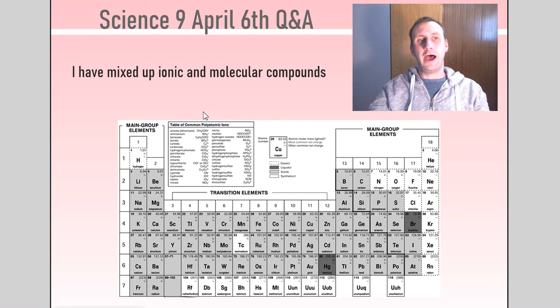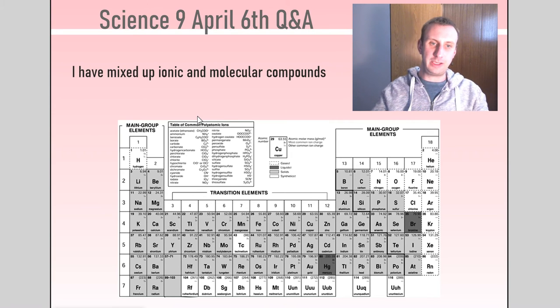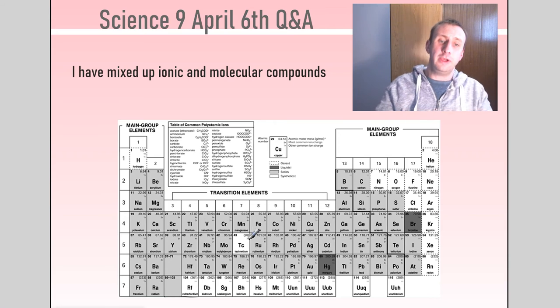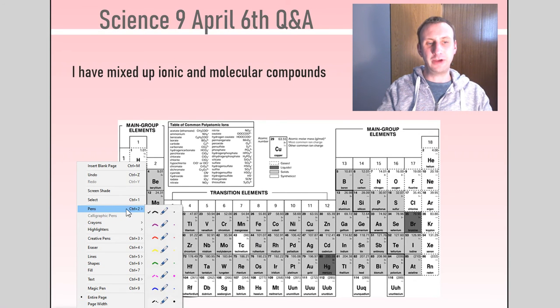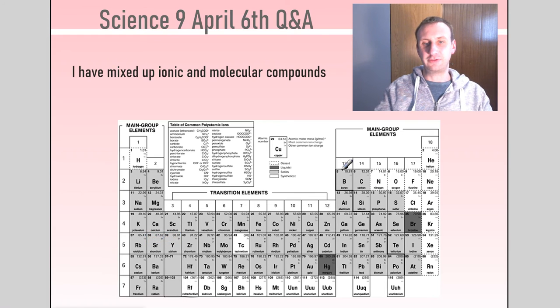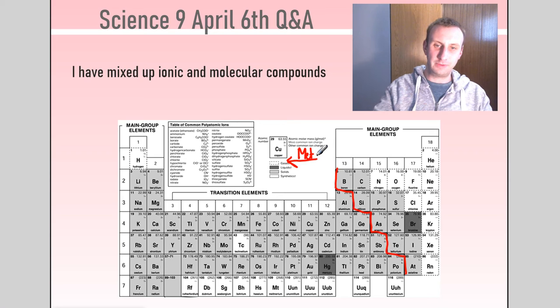So first of all, I have mixed up ionic and molecular compounds. Well, let me help you unmix that up. The most important thing for us to understand about ionic and molecular is what kind of elements they contain. I have the staircase line right here on my periodic table. It looks like a staircase. To the left, everything is a metal. To the right, everything is a non-metal.